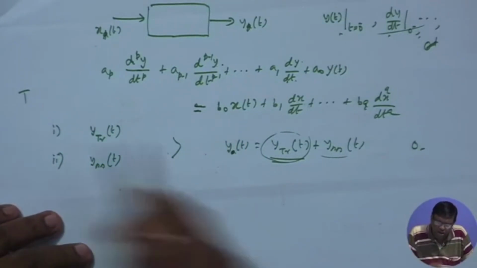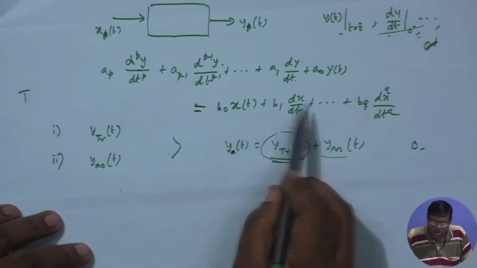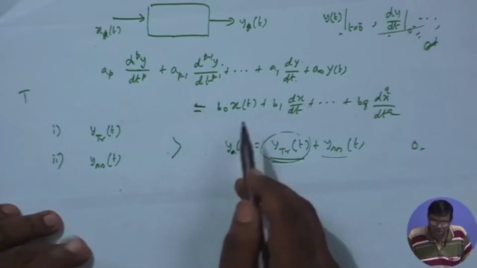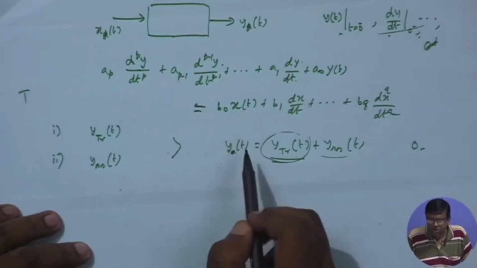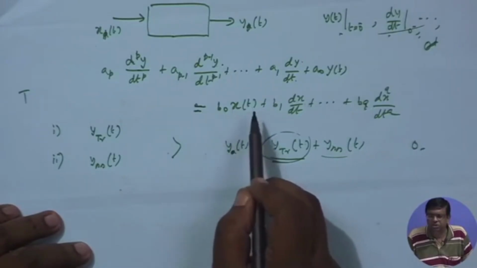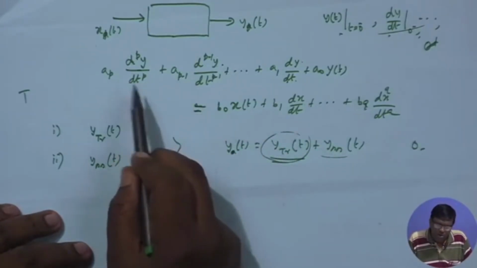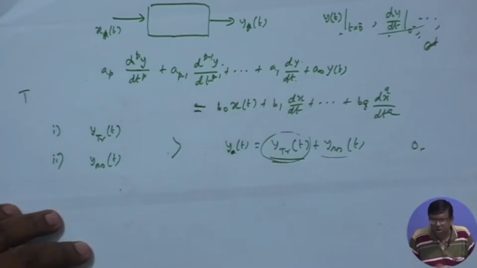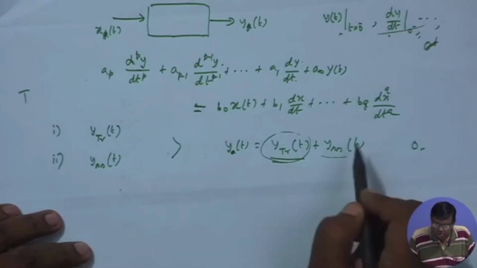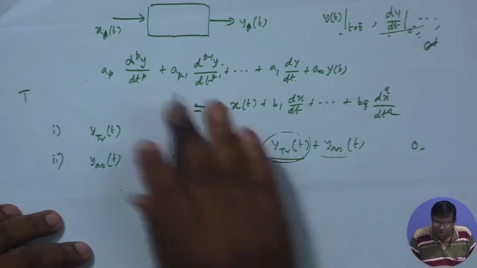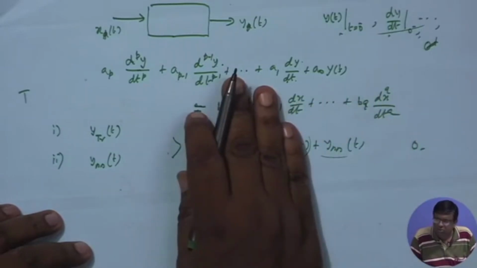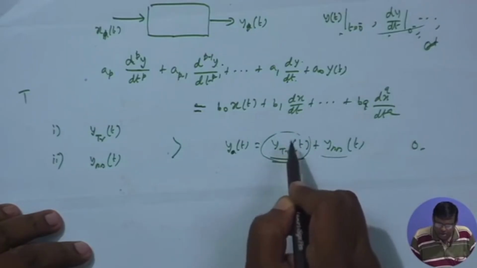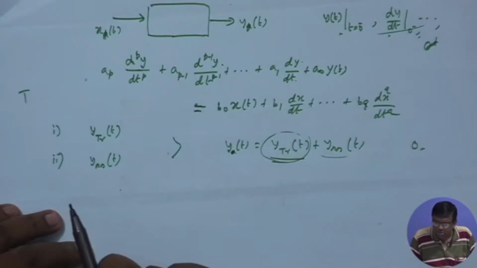Because instead of giving x1(t), suppose I give x2(t), I get another solution. It is very easy to see that if I give x1(t) plus x2(t), or a linear combination C1 x1(t) plus C2 x2(t), the output will be C1 y1(t) plus C2 y2(t), because if you put that on the left hand side, that will equate the right hand side. So y_ss(t) alone, that is when initial conditions are 0, satisfies linearity and time invariance. But this part is given purely by initial conditions.